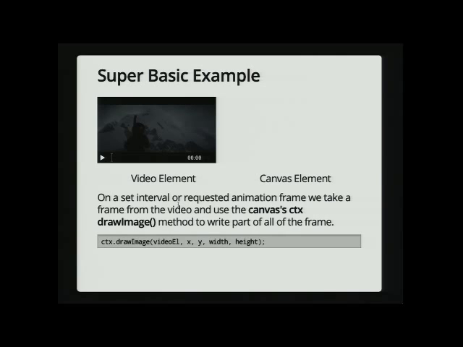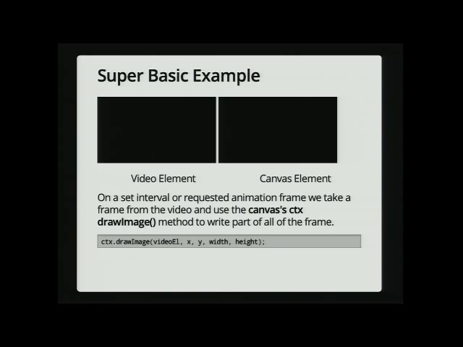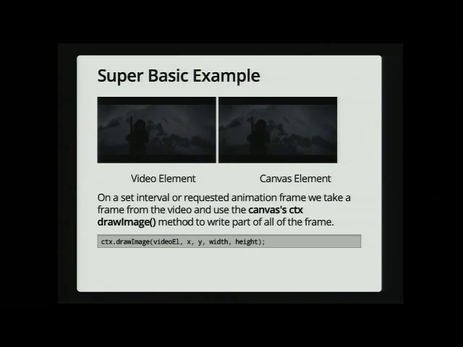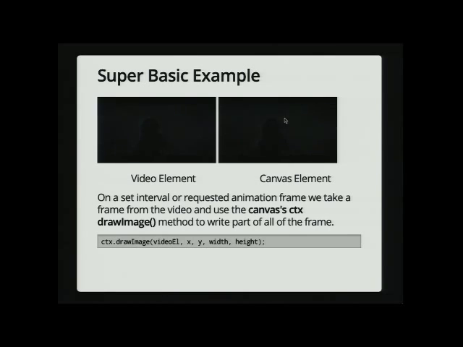On a set interval, or we can use request animation frame, we just take the frame from the video, and we use Canvas's context and drawImage to write the frame to the canvas. So it's just one line of code that we repeat, I like to do it every 50 milliseconds or so. And you basically just get a one-to-one. So video player, Canvas element.